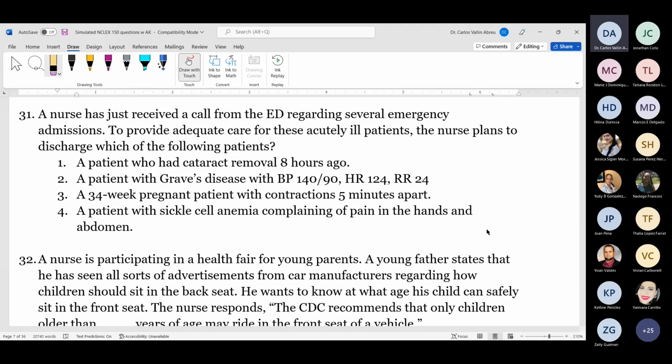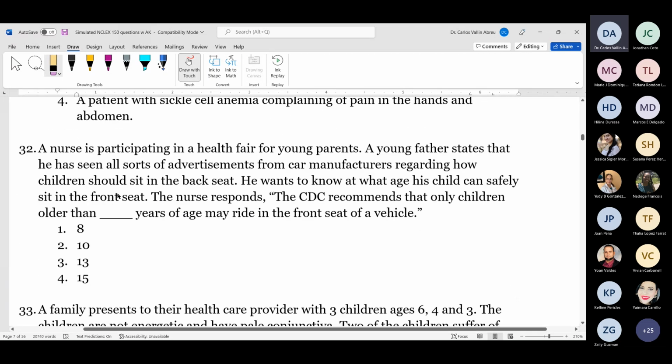Number 1. Usually cataract surgery is an ambulatory surgery, and if the patient has already recovered from the local anesthesia and is stable, they can be discharged. The other patients are unstable. The patient with Graves' disease is decompensated. The heart rate is what tells you that the patient is decompensated. The patient that is in labor, don't send home because you are going to have a baby born at home. It's no good. And the patient with sickle cell disease having pain is obviously having a vaso-occlusive crisis. So this is an easy one.